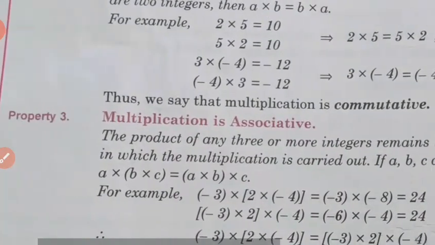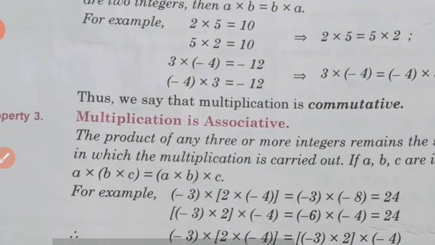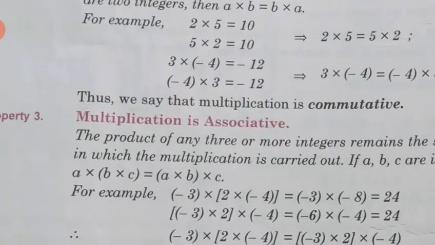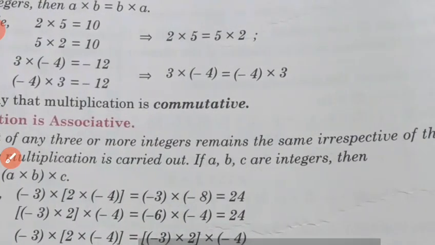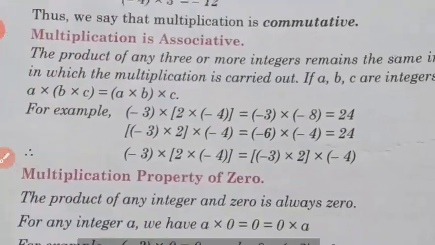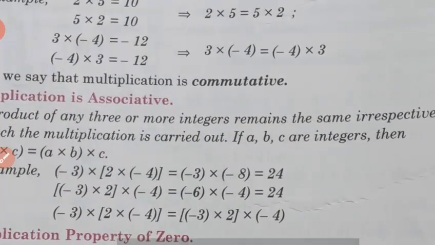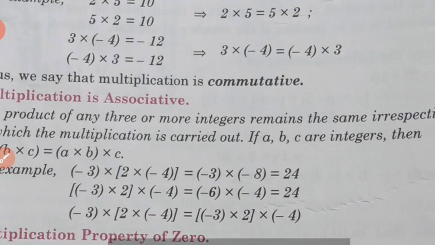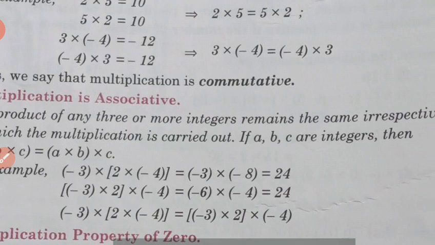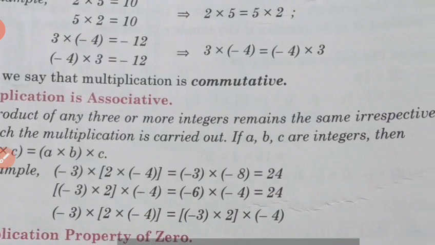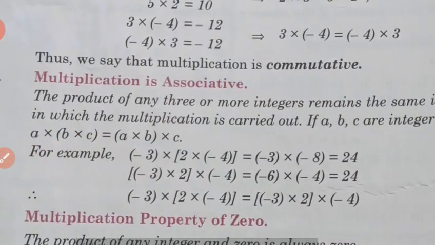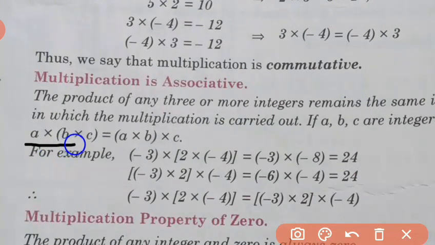Now third property, multiplication is associative. We know that in associative we always take three integers. So the product of any three or more integers remains the same irrespective of the order in which the multiplication is carried out. Here we multiply any three integers by changing the grouping of multiplication, but the answer will come the same. Let us see. If a, b, c are integers, then a into bracket b into c is equal to bracket a into b into c.